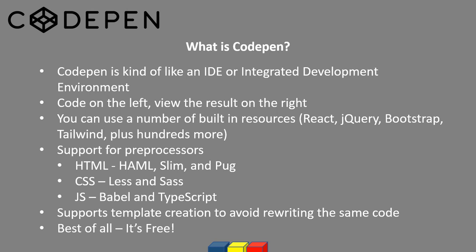Plus, there's hundreds more. There's also support for preprocessors. Like for HTML, you have Haml, Slim, and Pug. CSS has Less and Sass, and then you have Babel and TypeScript for JavaScript. There is also template creation to avoid rewriting the same code. And best of all, you can get set up pretty well with the free package.